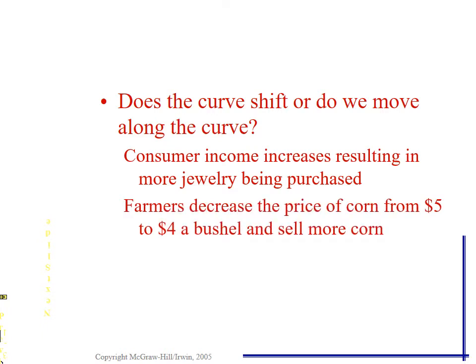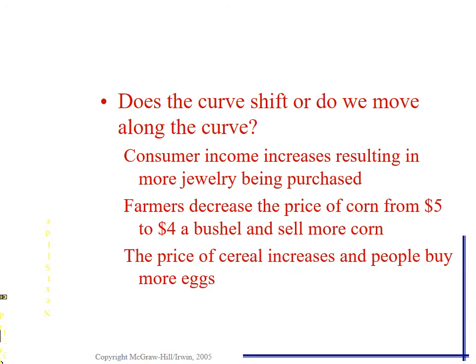Farmers decrease the price of corn from $5 to $4 a bushel and they sell more corn. Remember, a change in the price of this good today is the only thing that would cause us to move along the curve and create an increase in the quantity demanded. So we're going to move along the curve.